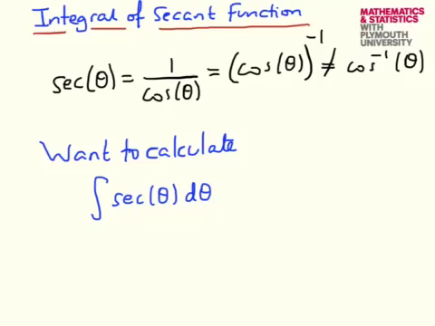So in this video we want to calculate the integral of the secant function. And the secant function, which we write sec of theta, is the reciprocal of the cosine function, which we can write as the cosine of theta all in brackets to the power of -1. That means this. And it should not be confused. This is not the same as the inverse cosine function.